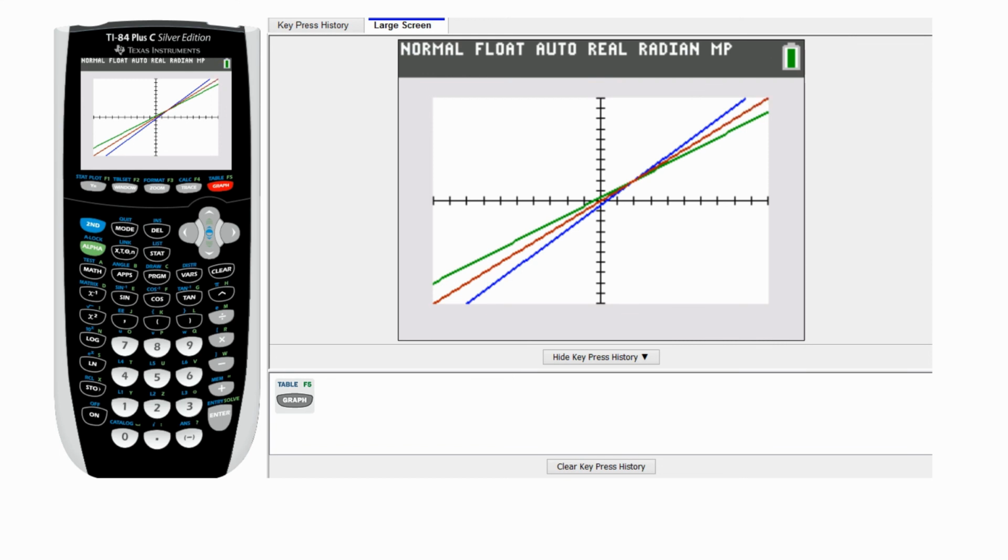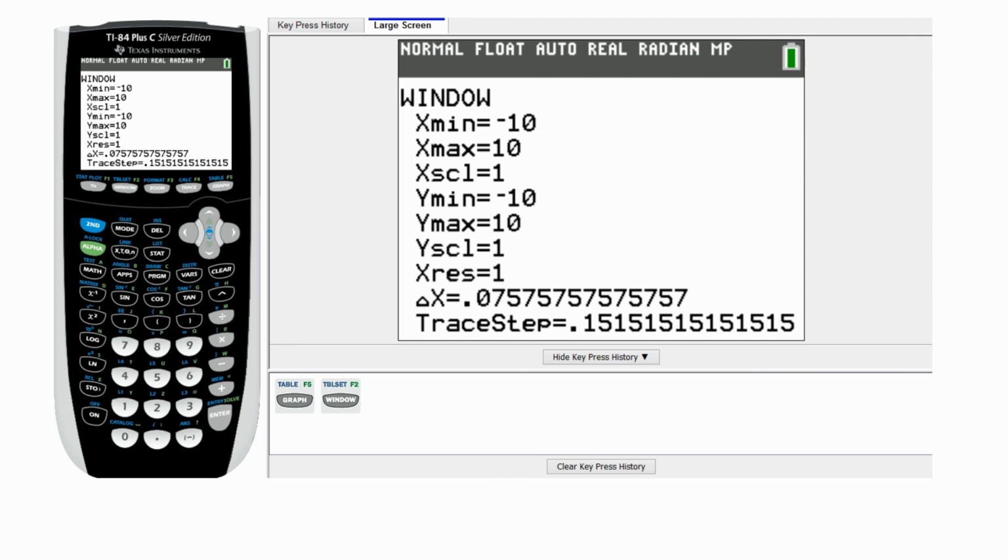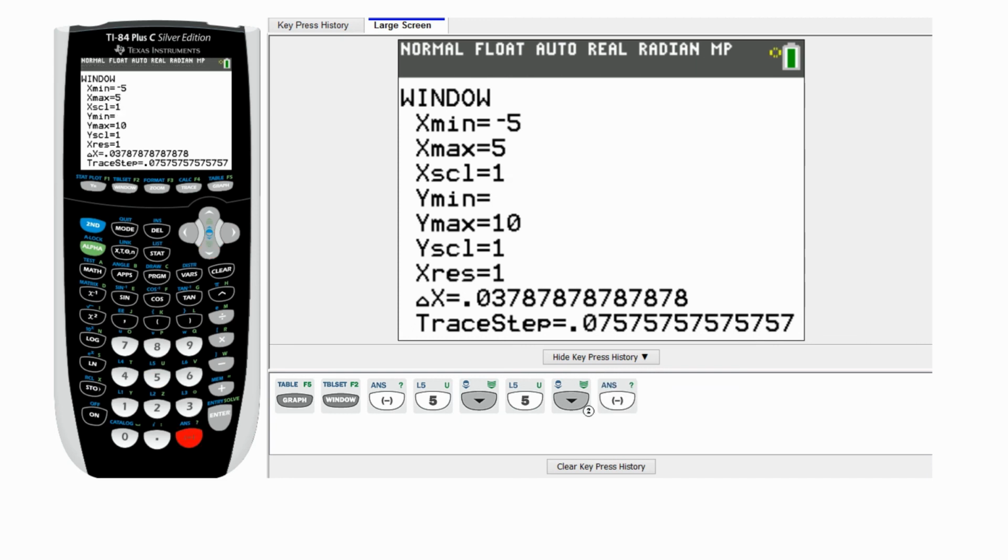The blue line is my function f of x, the green line is my inverse function of x, and the red line is y equals x. Since the lines are really close together, I want to get a closer look. So go to Window, change my x min to -5, my x max to 5, my y min to -5, and my y max to 5. Graph.